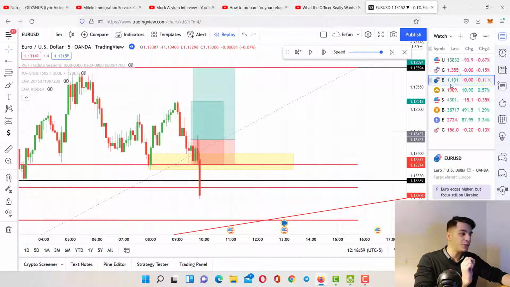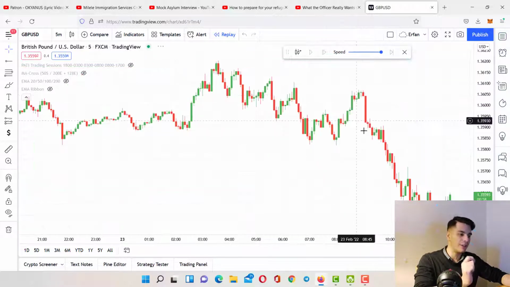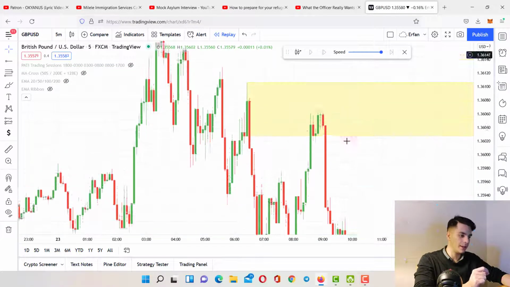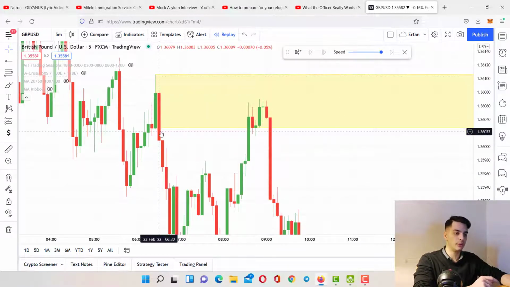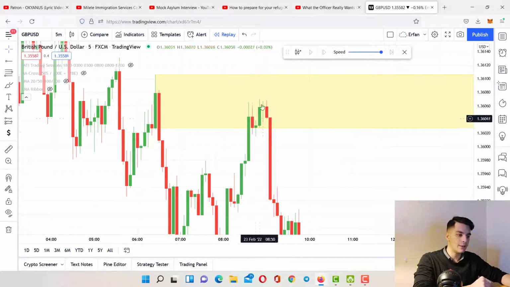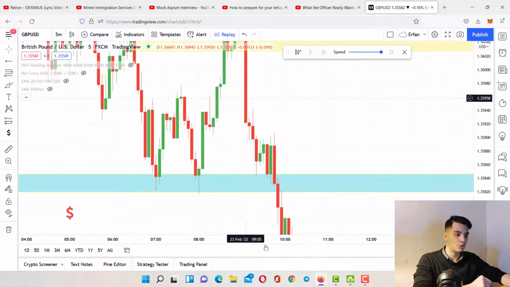However, you could do the same thing on GBPUSD and have a killer trade, guys. Look at this. I wish I took GBPUSD instead of EURUSD. Beautiful order block. There's a gap in between. It's a high probability order block. The price went up, tapped into this zone, gave us a head and shoulder pattern, and then dropped significantly.